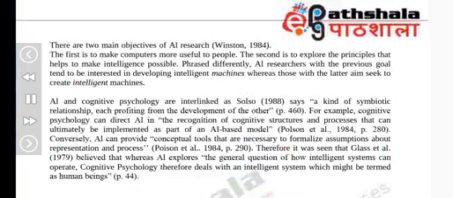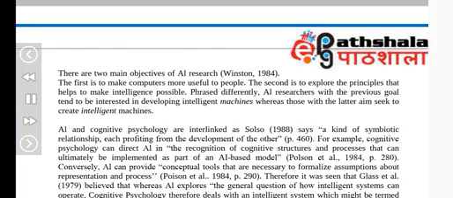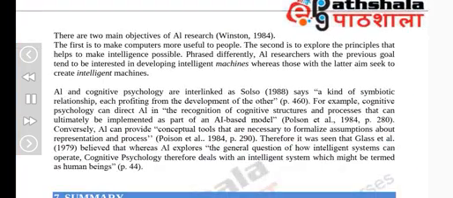There are two main objectives of AI research (Winston, 1984). The first is to make computers more useful to people. The second is to explore the principles that make intelligence possible. Phrased differently, AI researchers with the former goal tend to be interested in using intelligent machines, whereas those with the latter aim seek to create intelligent machines.